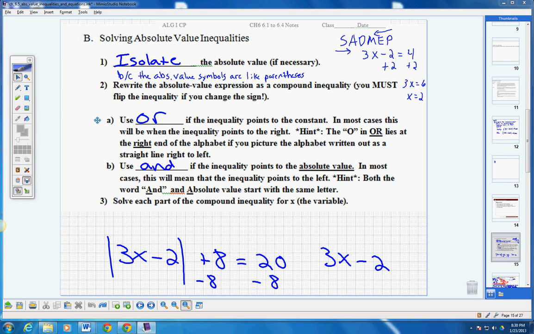We use OR if the inequality points to the constant. In most cases, I know that you can read, so I'm not even going to read that to you. I'm not going to insult your intelligence. I give a hint down here. Pause it. Probably the easiest thing to remember is that you use AND when the inequality points to the absolute value.